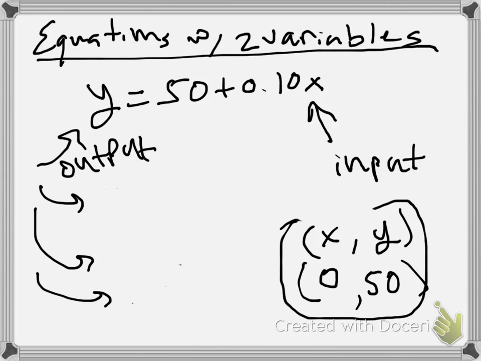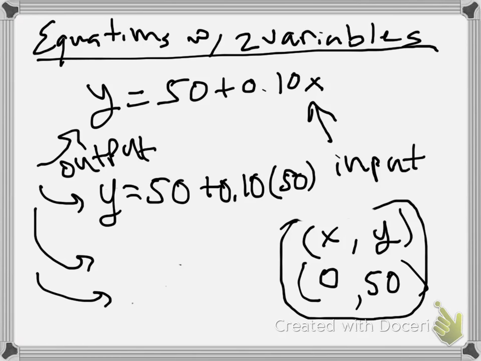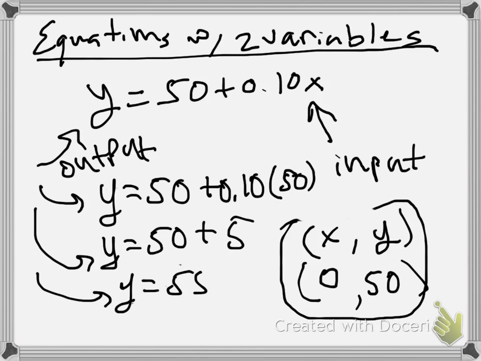So I'm going to input an x value of 50. Here's my expression: $50 plus 10 cents for every minute. Let's see what happens. Order of operations, 10 cents times 50 is 5. The output is $55. If I go 50 minutes over the limit, I'm going to be charged $55.